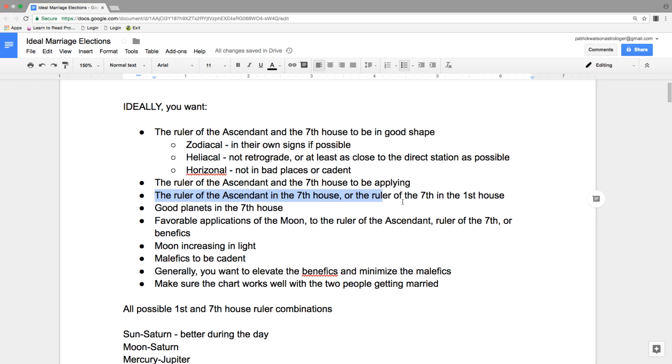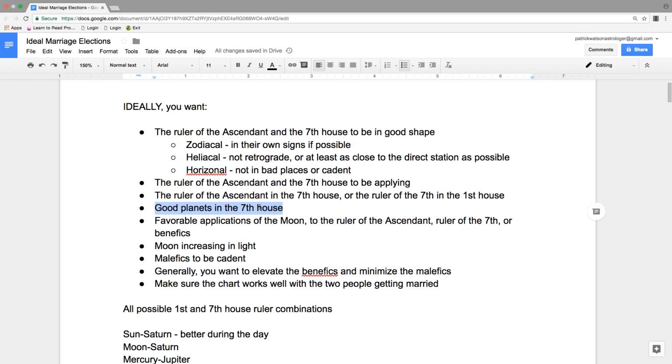And another thing that can help in a marriage election is if the ruler of the ascendant is in the 7th house, which would automatically be its anti-domicile, or the ruler of the 7th in the 1st house. So if there's some sort of reception between these two rulers, that's good as well, sort of shows that the focus of the enterprise is on the 7th house topics like weddings and partnerships. It's also nice if there are no bad planets, Mars or Saturn, in the 7th house, and conversely, you want good planets in the 7th house. So if you can aim for that, I think that's ideal.